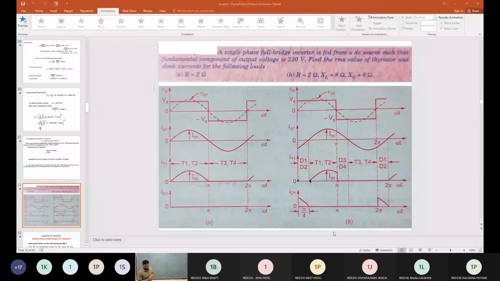What is the given data? First, the RMS value of output voltage is given. V01 is 230 volt. Clear? What do you need to find out? Thyristor current and diode current. It means IT1, the current flowing in thyristor 1, or diode current. Calculate the thyristor and diode current for any one device, because for all the devices it will remain the same. So we need to find out IT1 and ID1 for the first case when R is equal to 2 ohm.